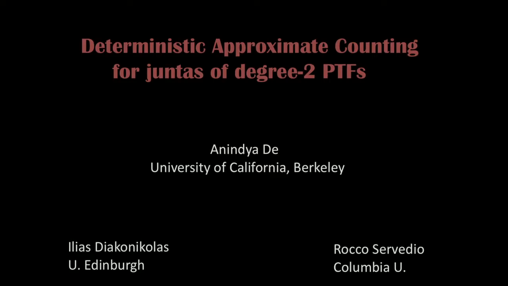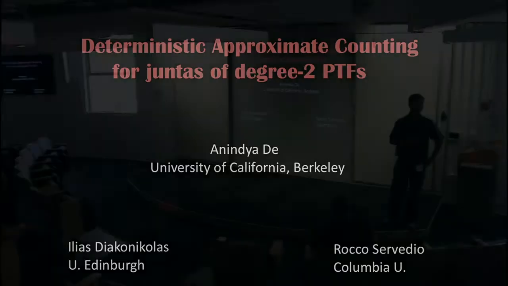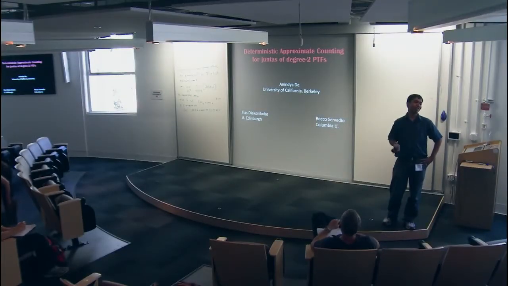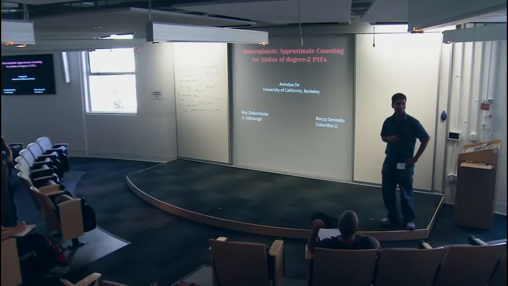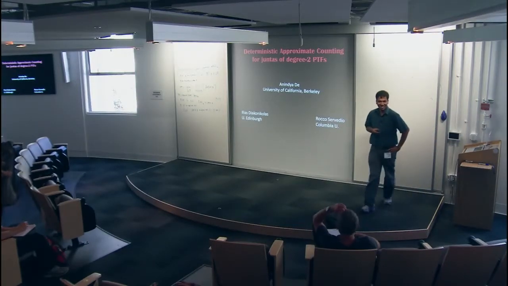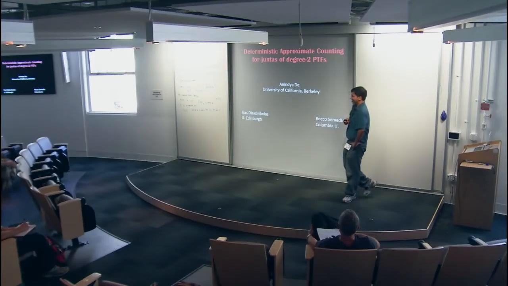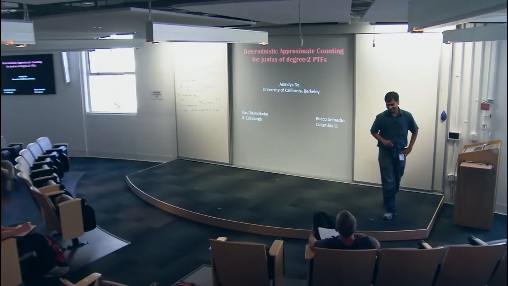Okay. So I have a question. Why do you say Juntas of degree-2 PTFs instead of just functions of degree-2 PTFs? Because the dependence on the number of functions is going to be triply exponential. So maybe the Juntas will make it disappear.